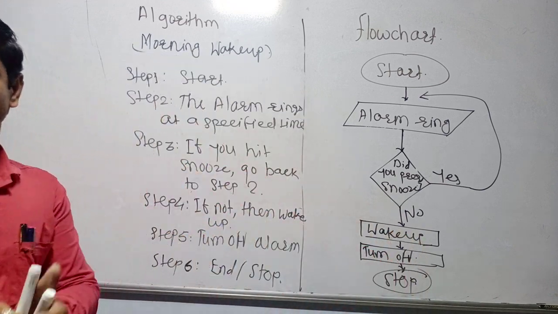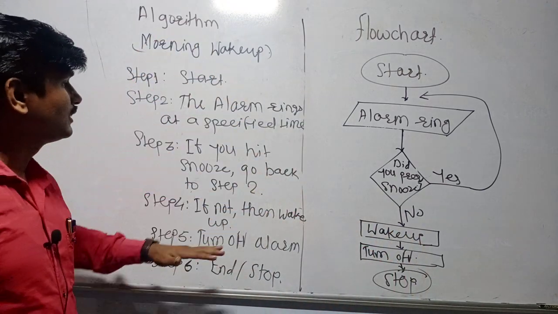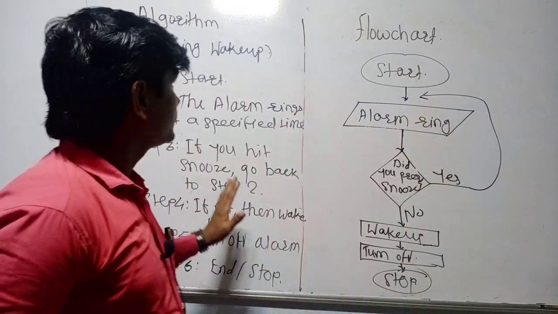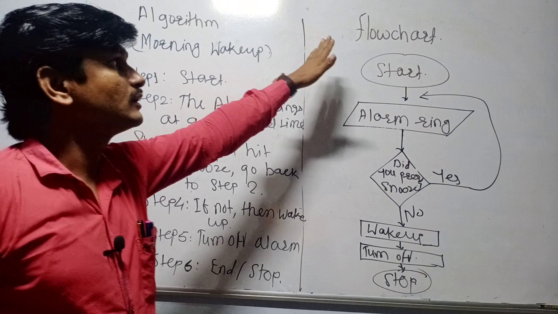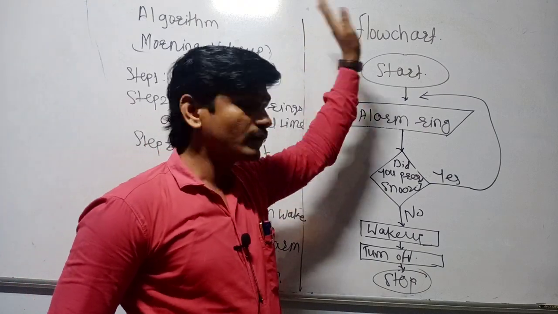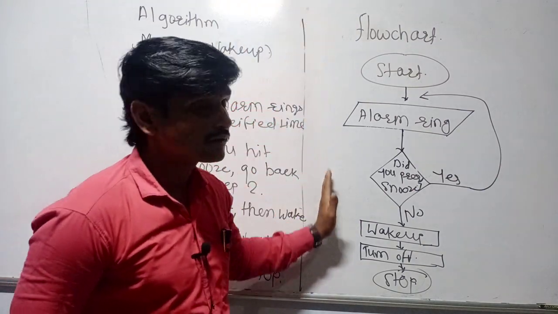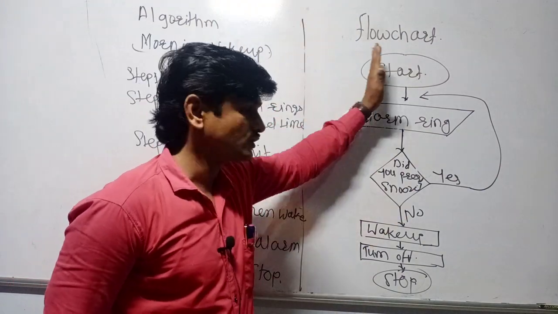I hope depending on this example you can easily understand this concept, what is in the flowchart and what is in the algorithm. Okay, see, depending on this algorithm you can represent the flowchart, means you can draw the flowchart.